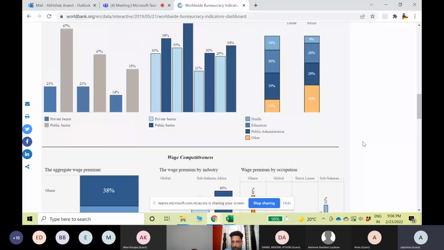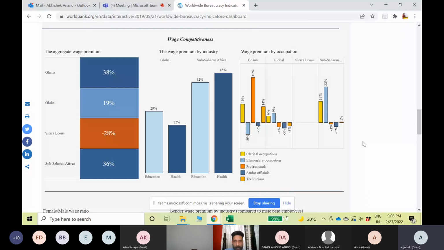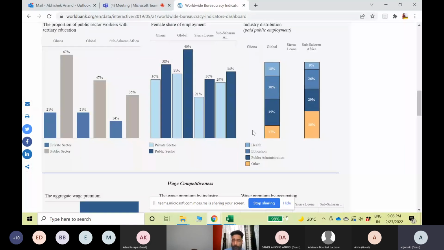So just in the interest of time, I'm not discussing this one because the breakup for Ghana is not available. It basically shows, in the public sector, how many people are employed in the health sector, education sector, public administration, and the rest of the sectors. We only have the global average and the sub-Saharan African numbers, but unfortunately we don't have this breakup available for Ghana or for Sierra Leone. So I'm just moving on.